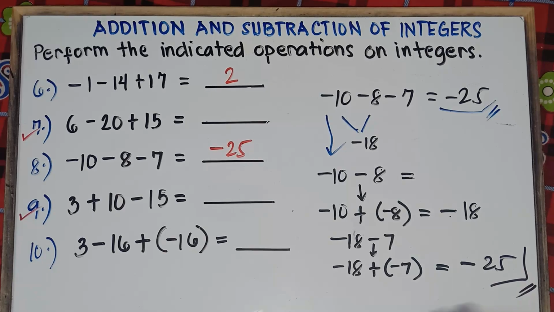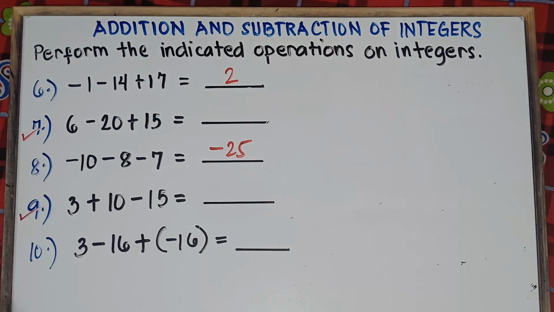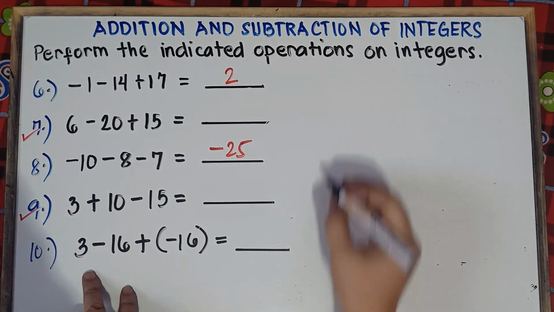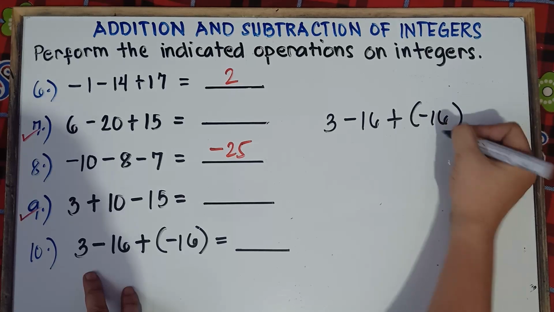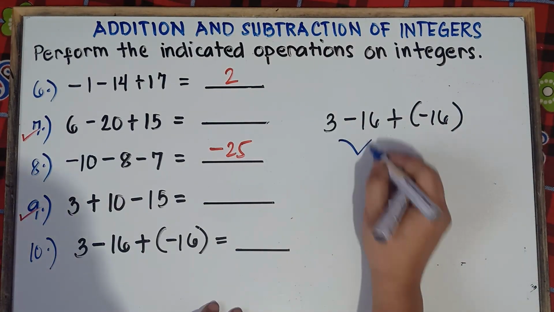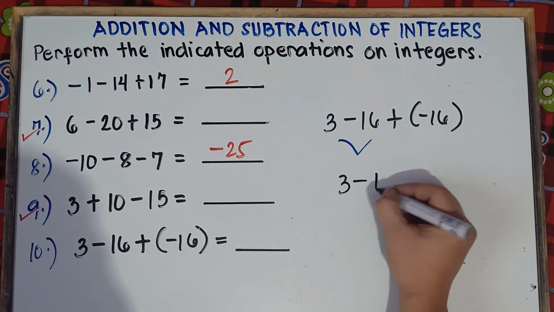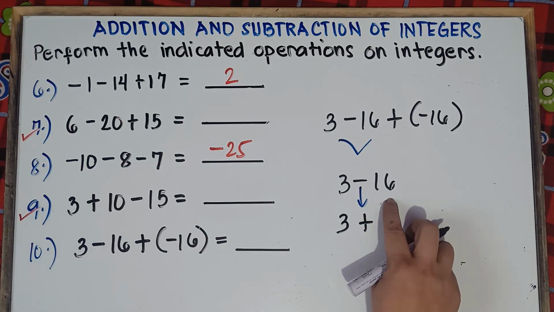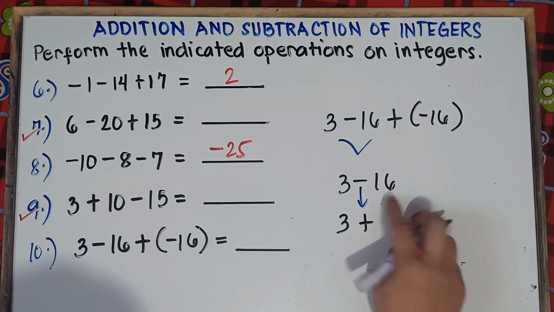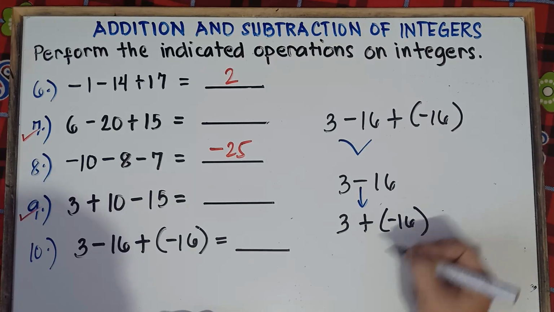Alright, so last example, class, example number 10. So 3 minus 16 plus negative 16. So we simplify this one first. 3 minus 16. Once again, rules in subtraction. Copy the first number. You change this subtraction sign into a plus sign. And then you change the sign of 16 to its opposite. This is positive 16. It will be negative 16.